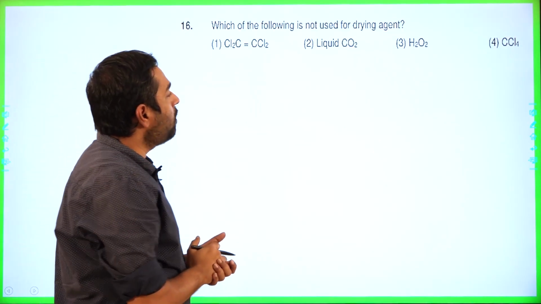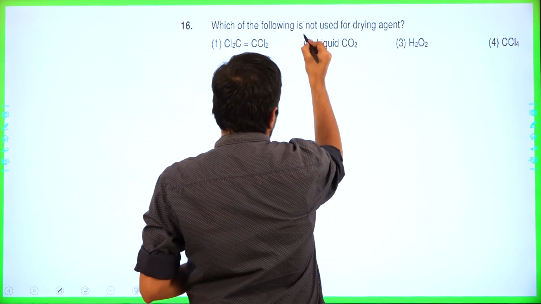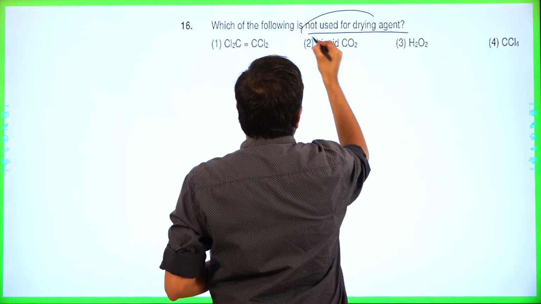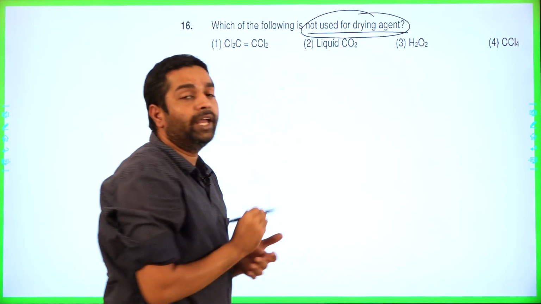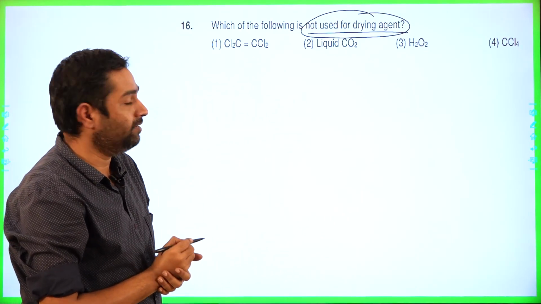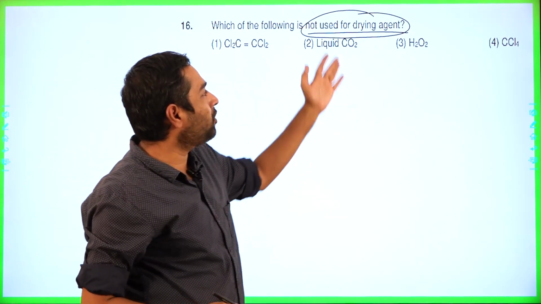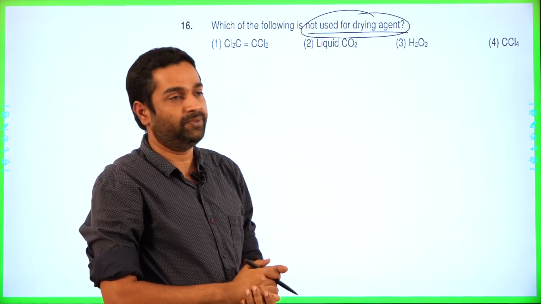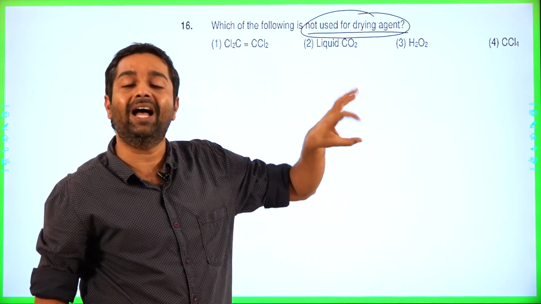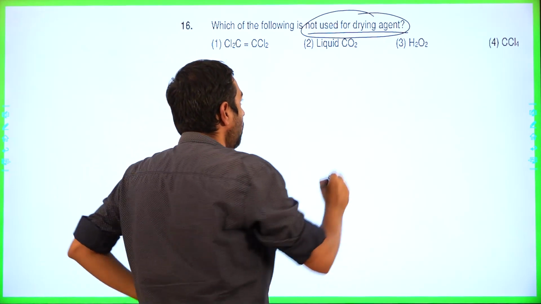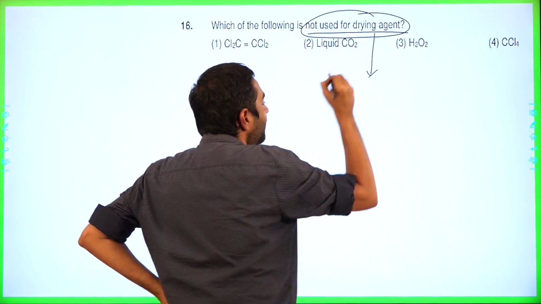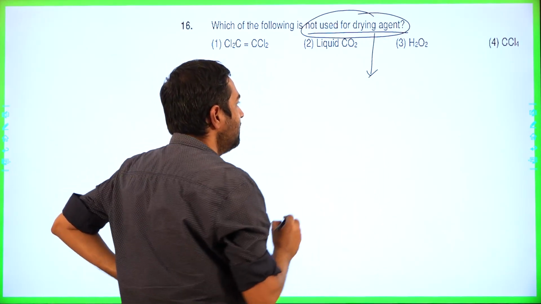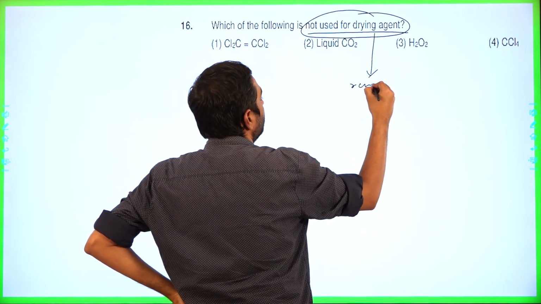Which of the following is not used for a drying agent? Again, this is a very ambiguous question. Why am I saying ambiguous here? I'll explain. When you are talking about a drying agent, what do we assume as a drying agent? That is the real problem here. Now I am going to base my assumption on a drying agent being something which removes water.